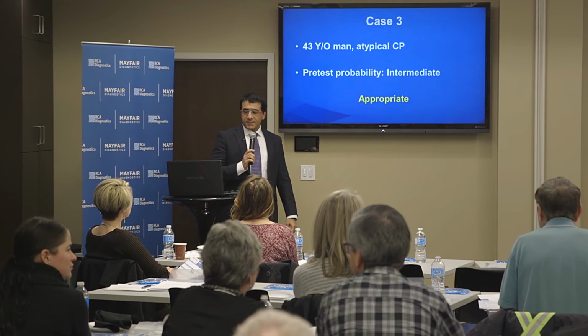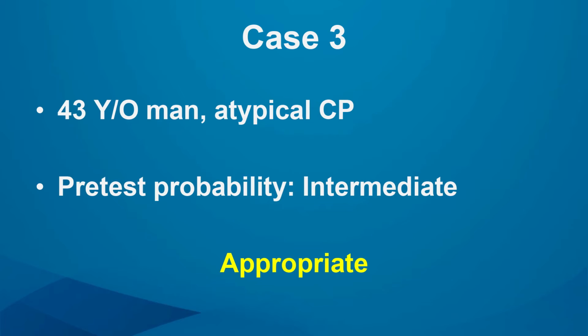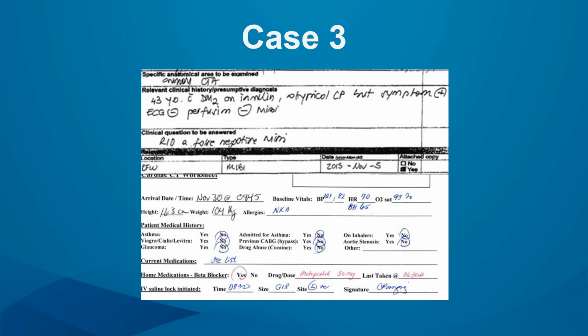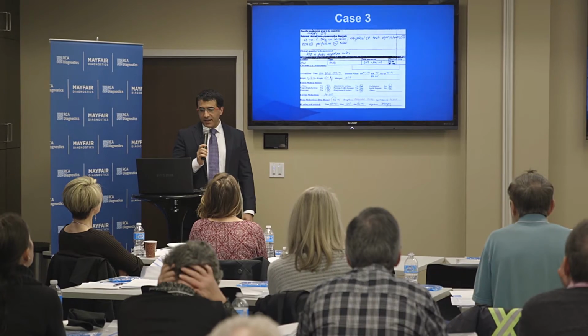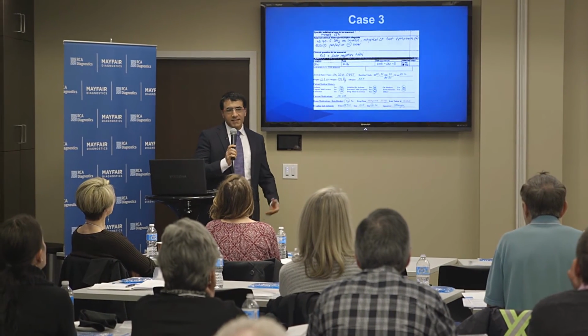My third case is a 43-year-old man who has some atypical chest pain. Again, it's an intermediate pretest probability, which is appropriate. And this is the history that I got. It says a 43-year-old man with type 2 diabetes. He's on insulin. ECG is negative. Perfusion is negative. It's interesting. The test is ordered to rule out false negative MIBI.